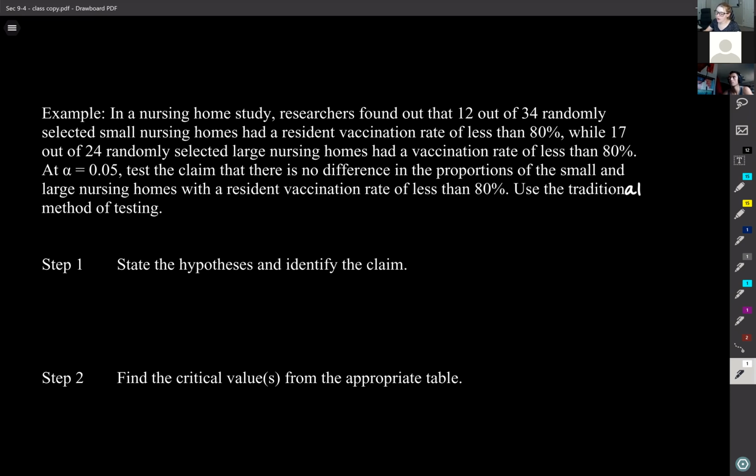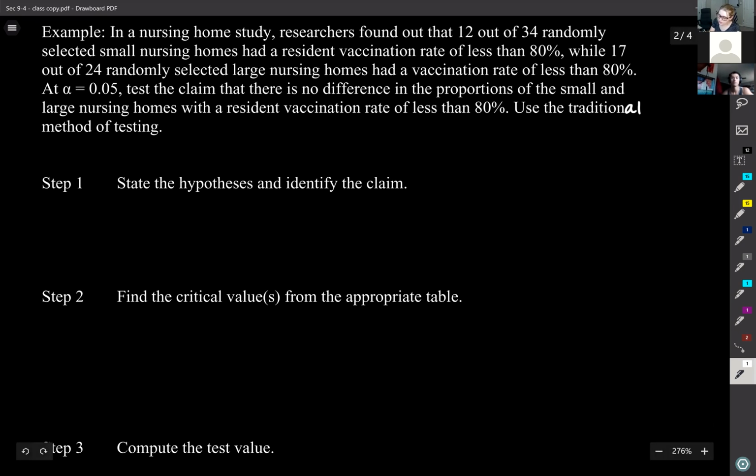Okay, so step one is to always write your hypotheses. Our null hypothesis is never too bad because it's always P1 equals P2. I don't care what the claim is, I don't care what's going on. Your null hypothesis always has an equal sign in it. But then the alternative, we have to figure out. Because we're testing the claim that there is no difference in the proportions, our alternative hypothesis is just going to be that they're, oh, sorry.